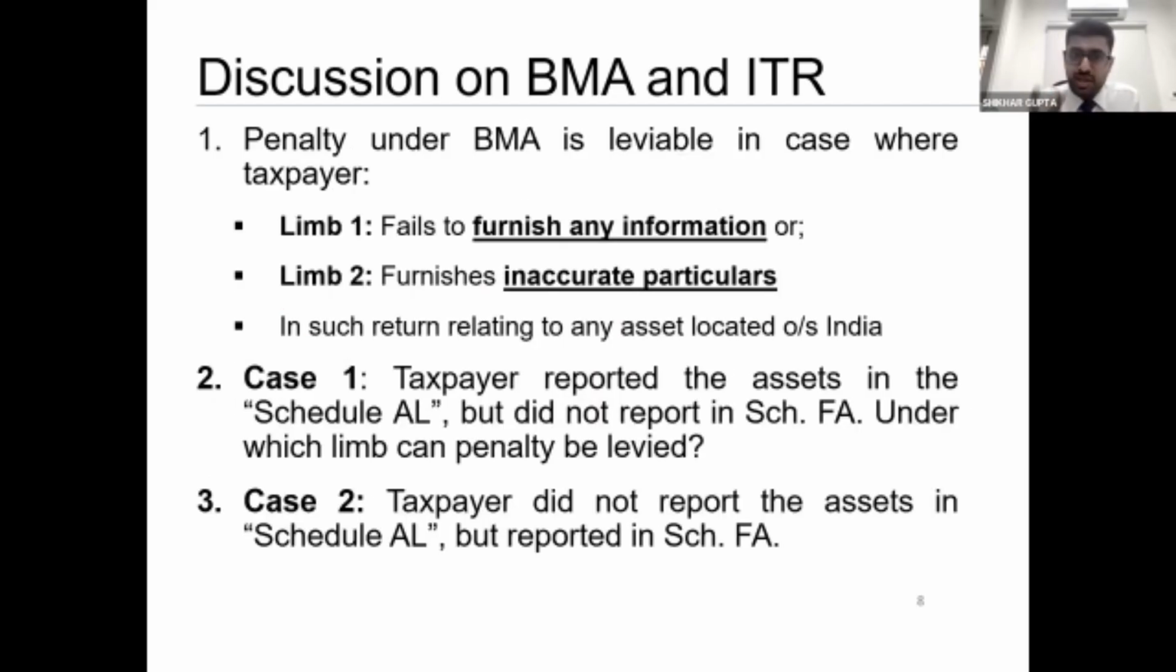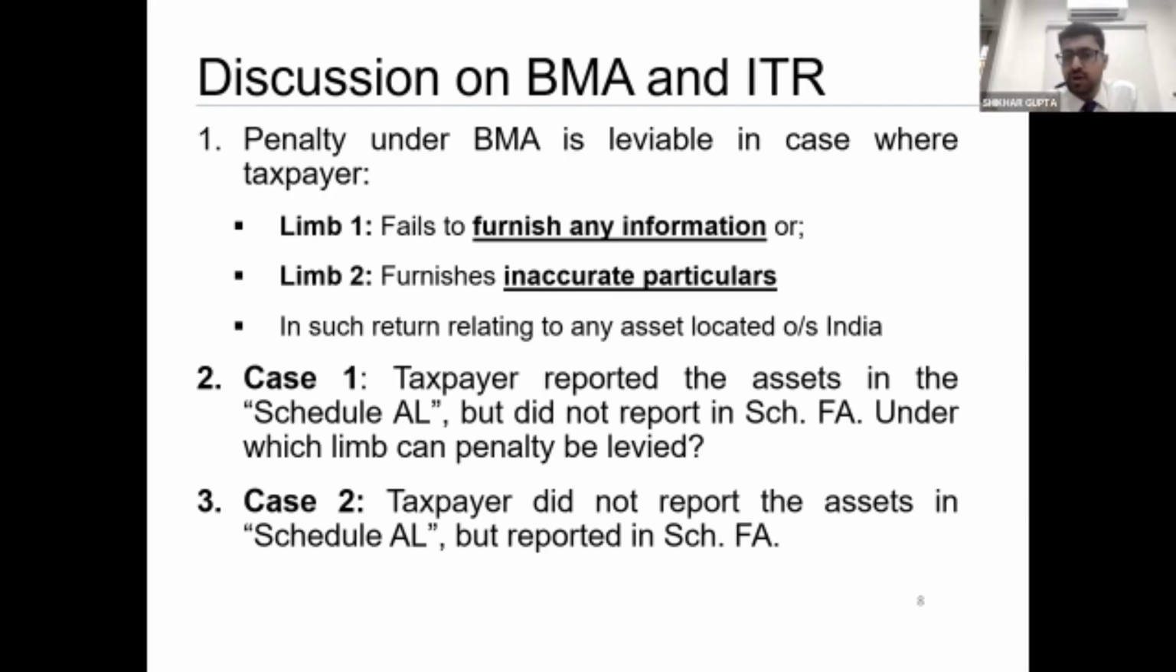Once we have learned that, now there may be two situations. The first case is that you report the assets in Schedule AL, but you don't report in Schedule FA. So will that attract the penalty? And the case two is that you report it in Schedule FA, but you don't report it in Schedule AL. Then under which limb can penalty be levied? So let's take the first case that you reported in Schedule AL, but you did not report in Schedule FA. Can you levy penalty at all? If you have to levy penalty, then you have to be fulfilling either of the two limbs.